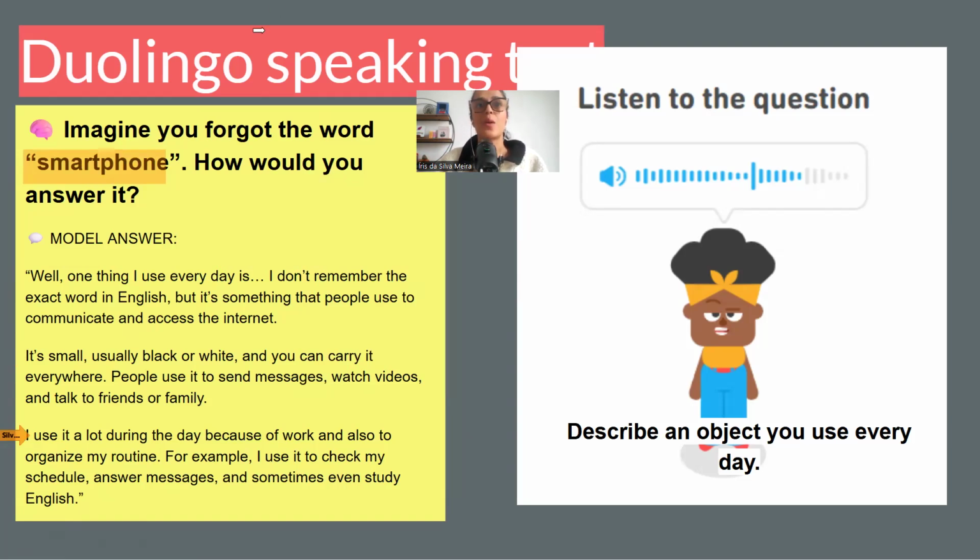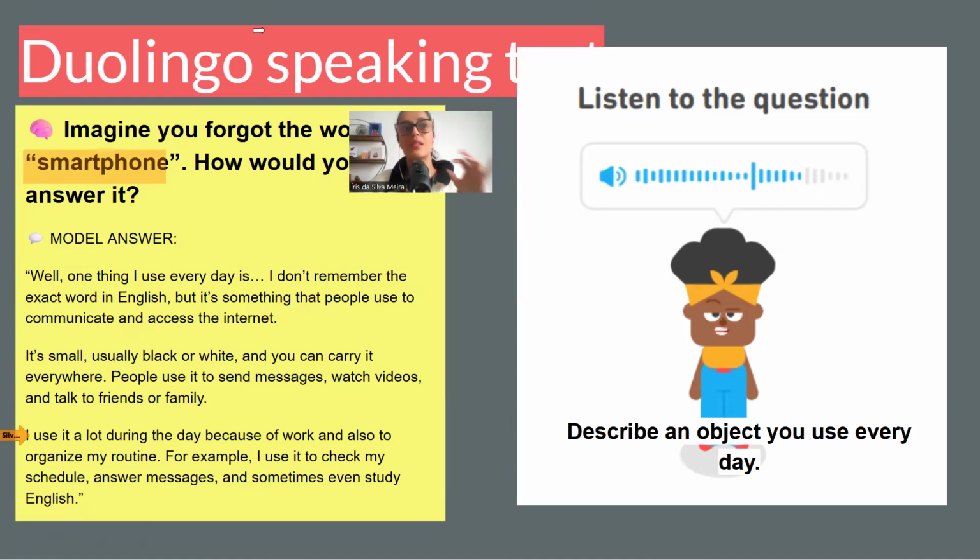Right? So as you could notice, the student hasn't said the word smartphone for a second because the student simply did not remember it, but it didn't stop this person from speaking and communicating properly.